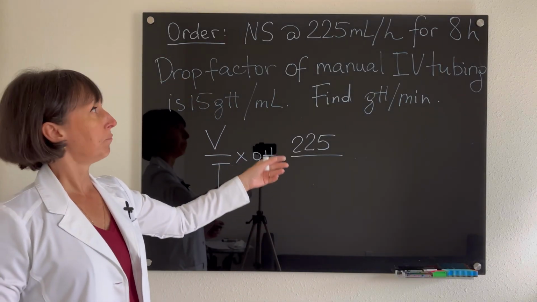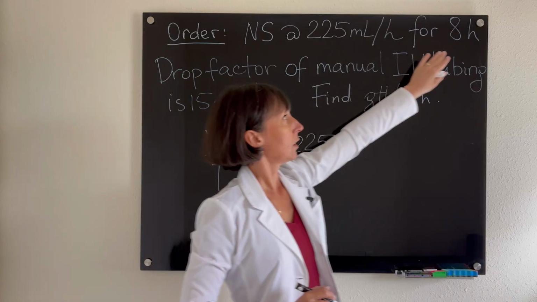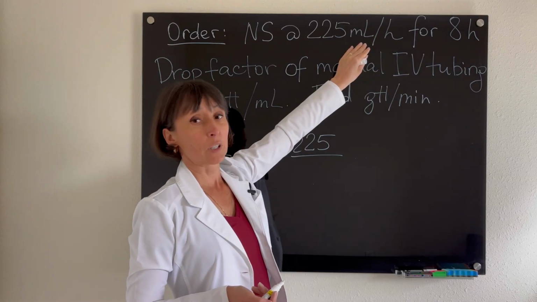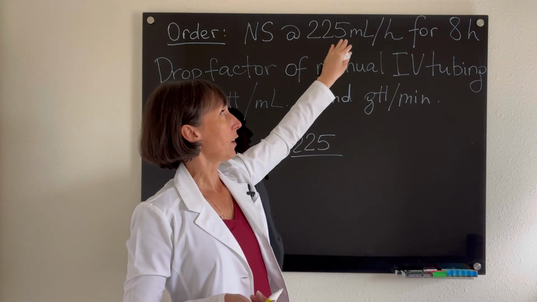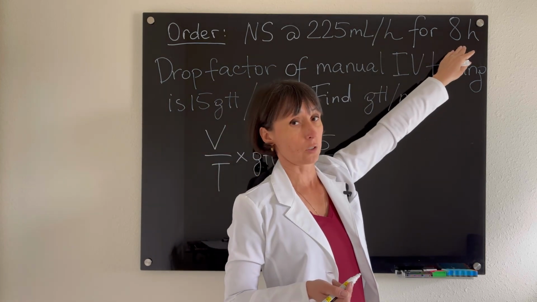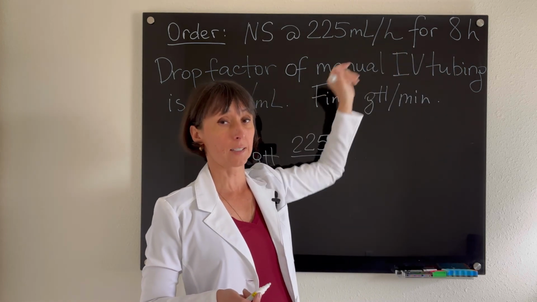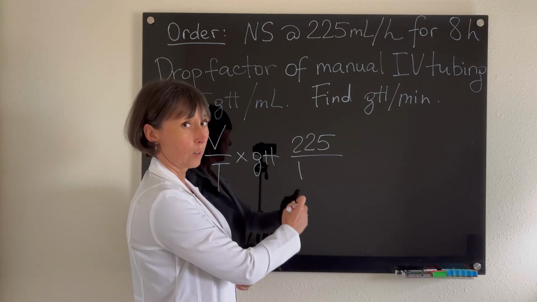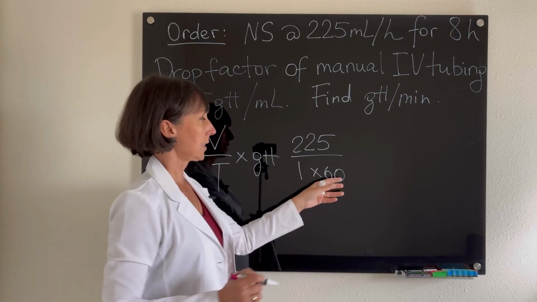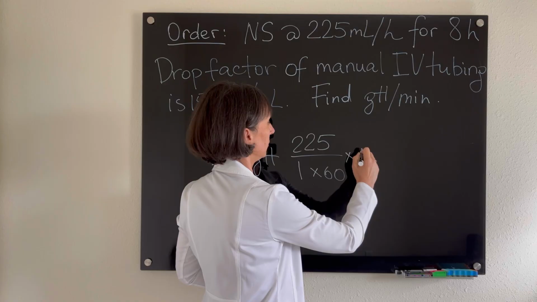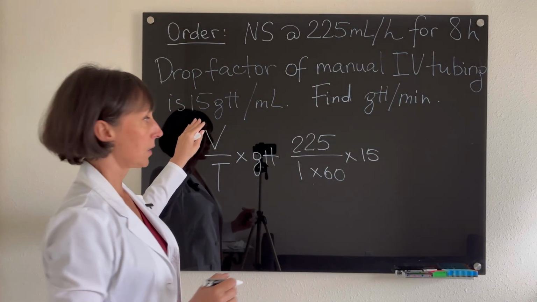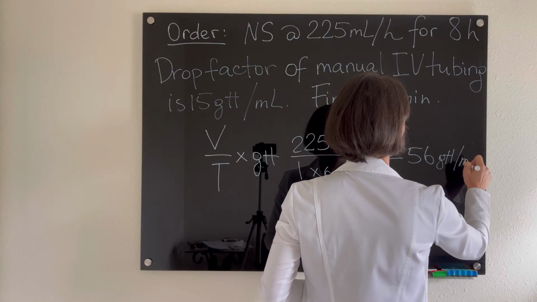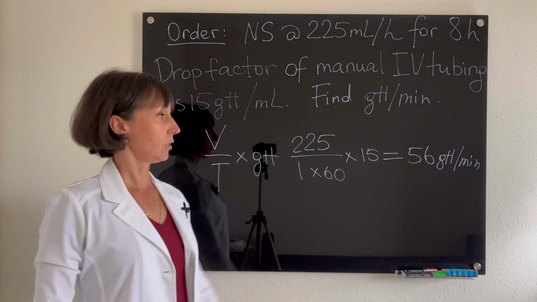Now, what is our time? There's an hour here and there's 8 hours here. Which time do we use? We need to use the time that's associated with our volume. So are 225 milliliters going over 1 hour or 8 hours? It's going over 1 hour. That's the time we must use if we are using this volume. 1 hour. There are 60 minutes in an hour. Times our GTTs. We get 56 GTTs per minute.